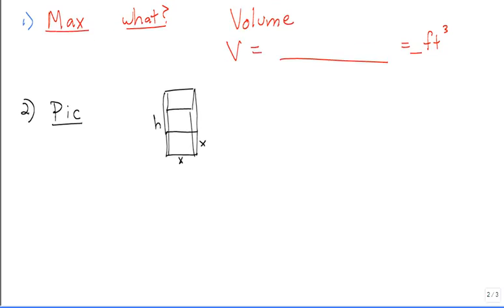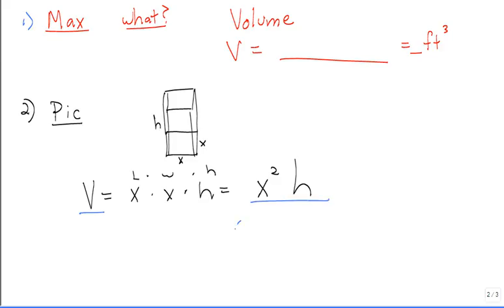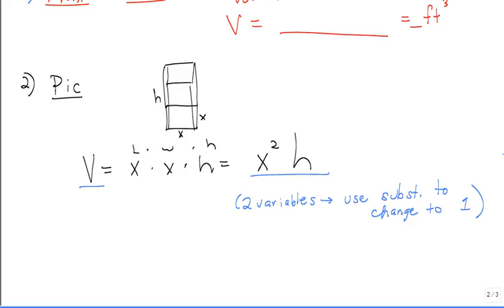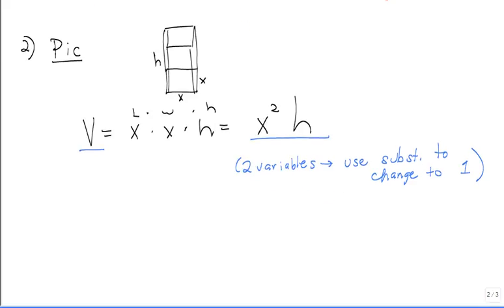Okay, so now we can see that our volume is length times width times height, x times x times h, which is x squared h. Again, you see what happens is we have our equation, but there's two variables, and we need to use substitution to change to one variable. Doesn't matter which one. We can either have all x's or all h's. It does not matter. So there has to be more information here.